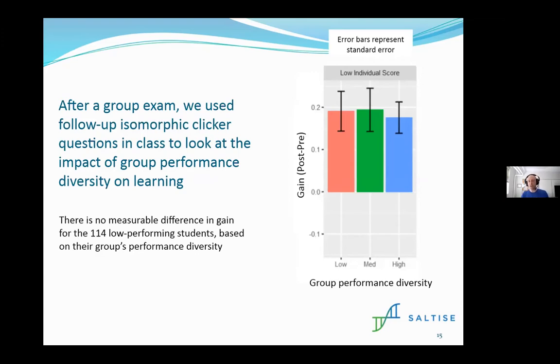We did want to look at it, and we also found nothing conclusive. After a group exam, we asked some isomorphic follow-up questions in class. I'm isolating here just the students who had been in the lower third of the overall scores on the test, and how they did on these clicker questions as compared to how they did on the test. That's what I'm calling gain along the y-axis. And you can see, based on the diversity of the performance within the groups that they were in, there's no noticeable difference by group type, right?